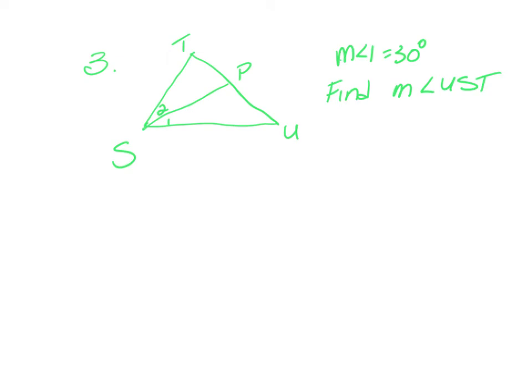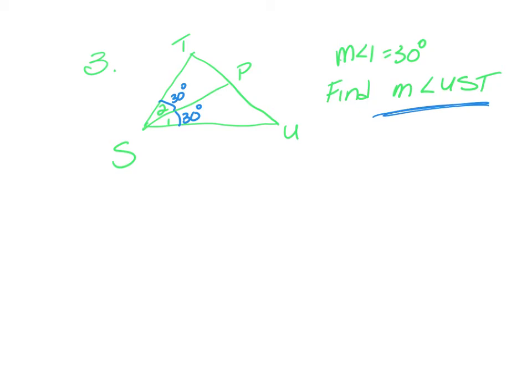So when it tells you the measurement of angle 1 is 30, I go over here to angle 1 and I put 30 degrees, okay? By the way, if SP is an angle bisector, all of these first ones are angle bisectors. What do I know about angle 2? It's 30 because they're equal to each other. It cuts it in half, right? And what's the question? Find the measurement of angle UST.